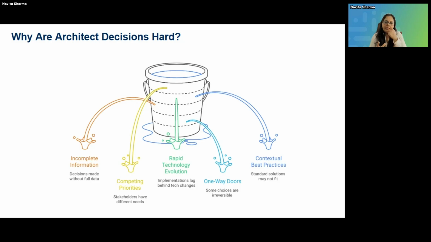So many times, architects have to clear the air, talk to different stakeholders, understand, and then help them in defining their product roadmap. That is also something I have seen architects doing. Then rapid technology evaluation, and now this is a big thing.